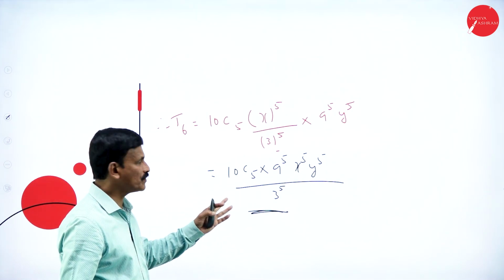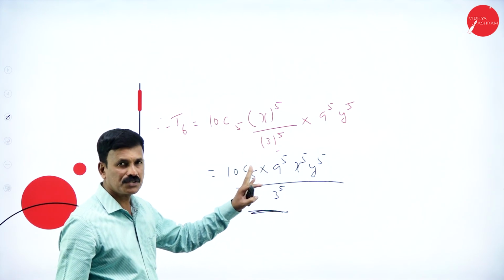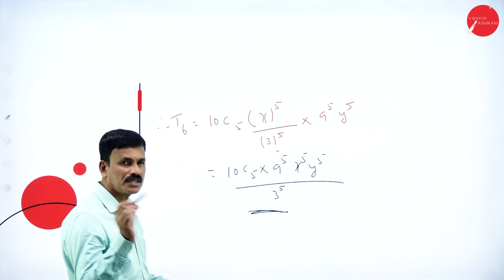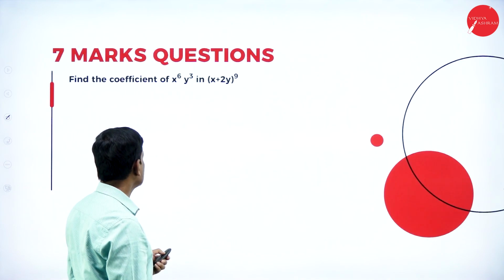Find out the value of 10C5, 9 power 5, x power 5, y raised to 5 divided by 3 to the power of 5. You will get the answer. Now, move on to the next problem.